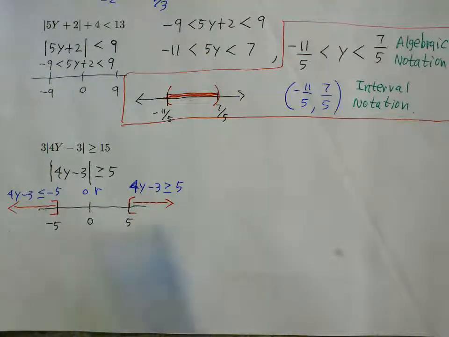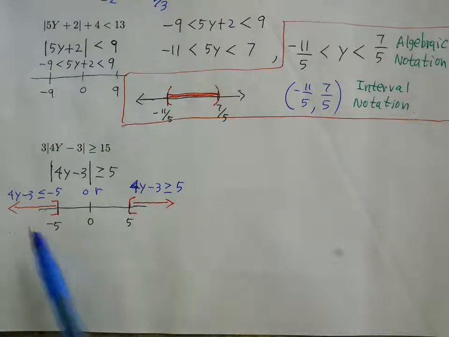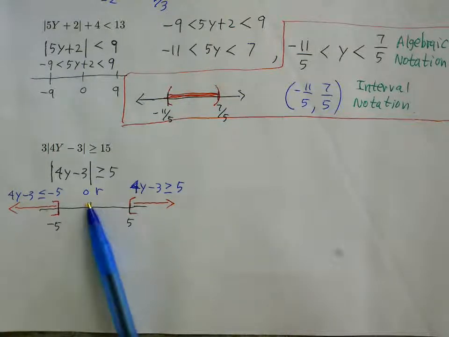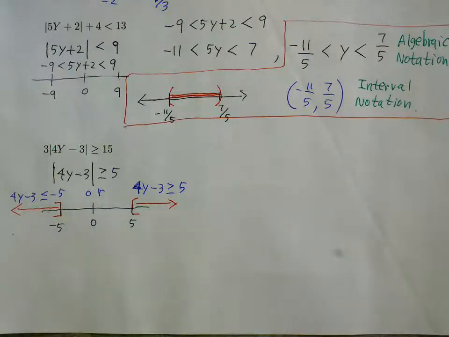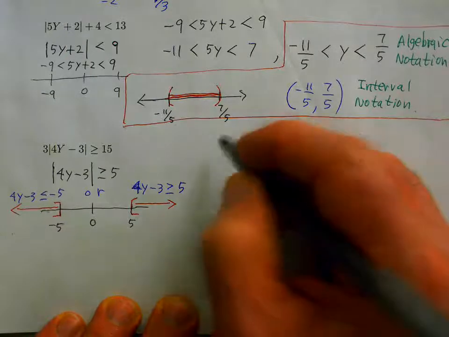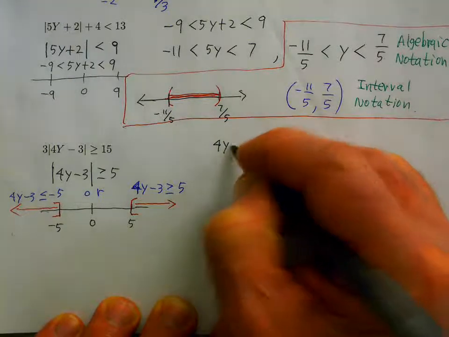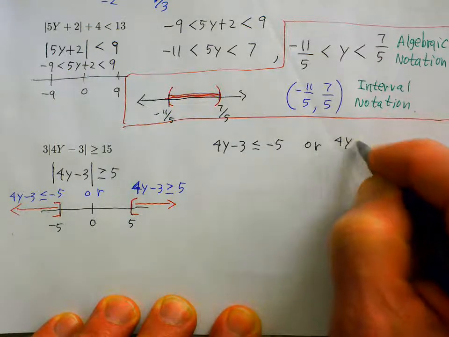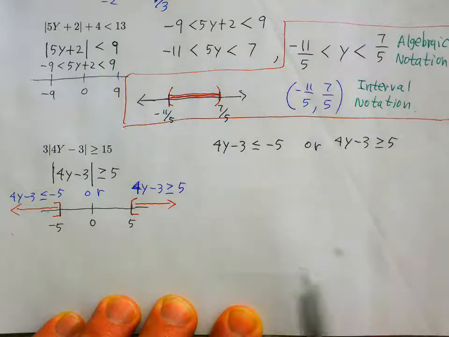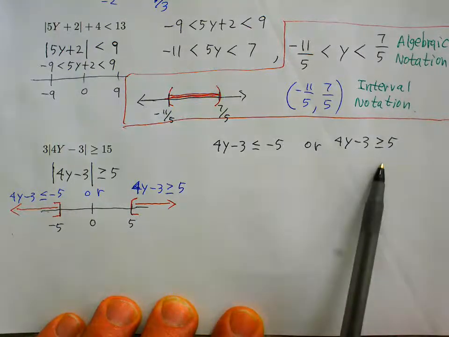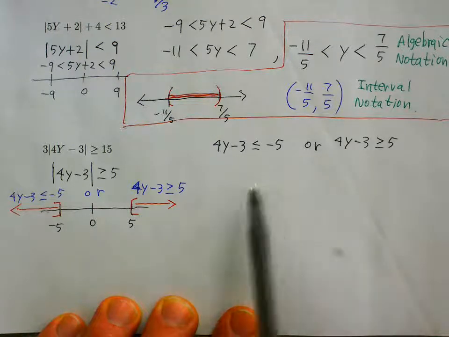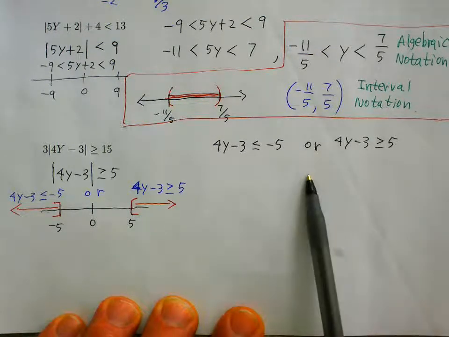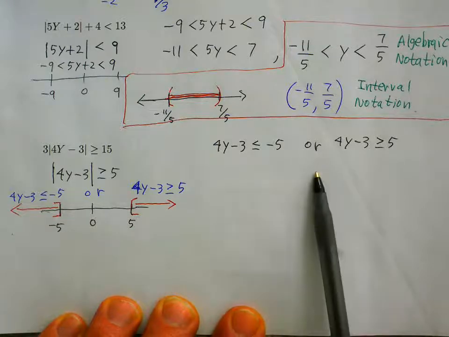Okay, if this is making sense, then that is a good sign. This time we use the word or, we write the word or, and then we're going to solve for y. So I'll rewrite that part. We write 4y minus 3 is less than or equal to negative 5, or 4y minus 3 is greater than or equal to positive 5. And then we'll solve each of those two inequalities separately, and we'll separate the results by using the word or each time.